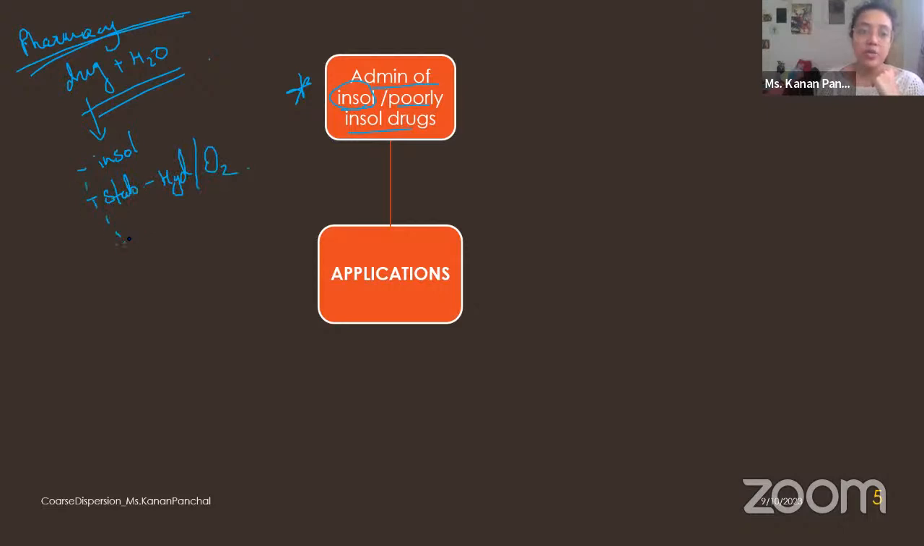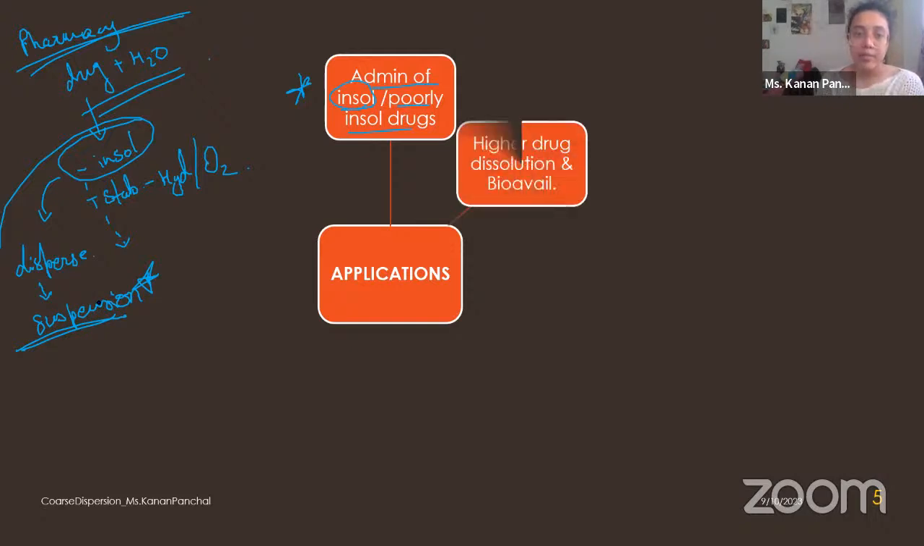Okay, with all these issues, we go on to another, improved formulation. So in case you have this problem of insolubility, you will simply disperse the drug in a medium. That is when it forms a suspension. So suspensions are a very critical formulation for administering drugs which are insoluble or poorly soluble. All right. It becomes important then. Because of this, there is higher drug dissolution and bioavailability compared to other formulations.